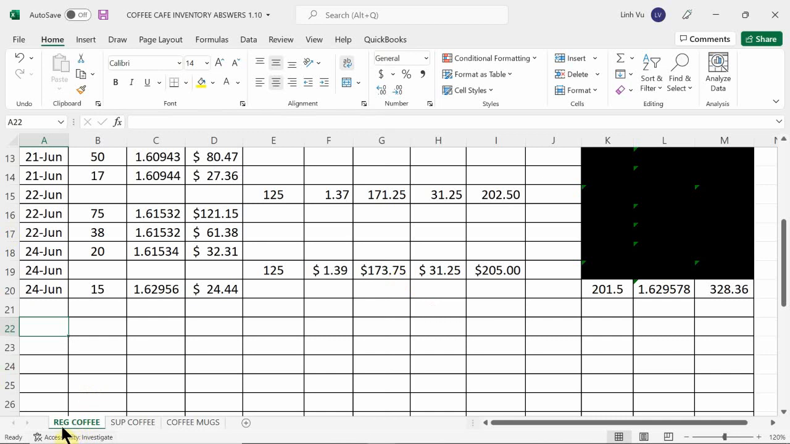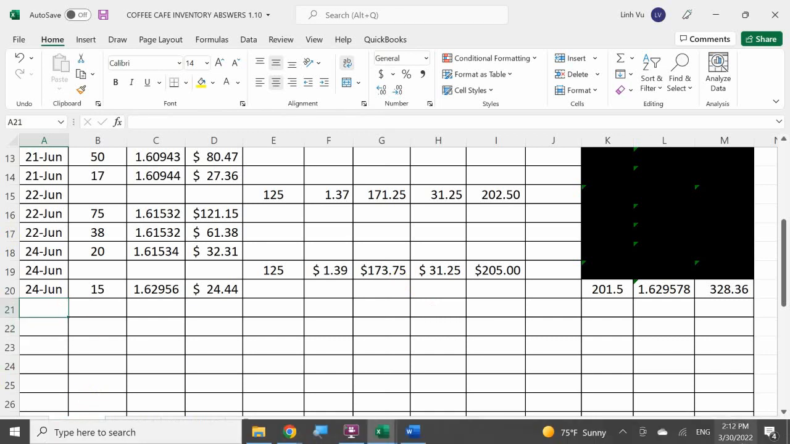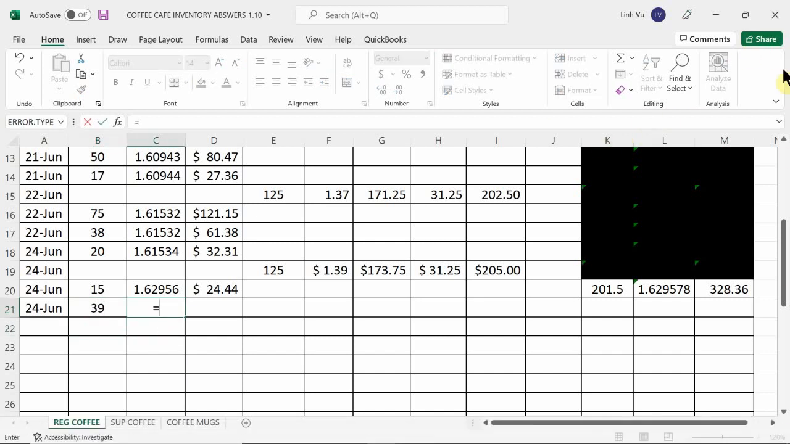So going to my regular coffee, right? I'm still going to put the 24th in here because that's what I'm going to journalize it at. But if you want to, you can put in parentheses that this is the 23rd. But I'm going to treat it like it is. So in this case, I used 39 pounds at $1.629578. Okay? And that's going to give me a cost of goods sold of $63.55.